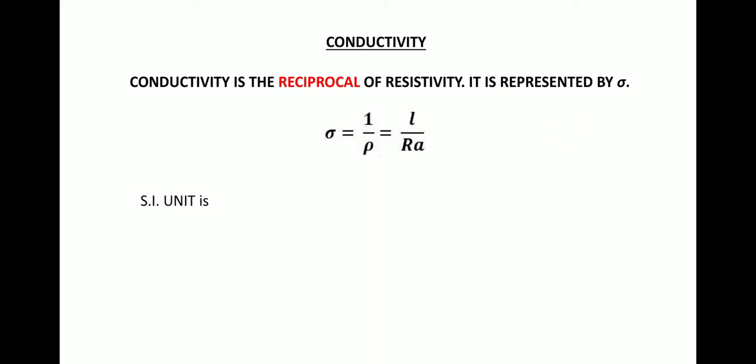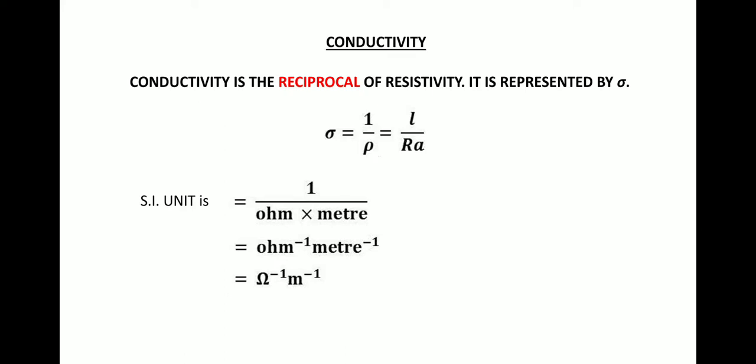Thus the SI unit of conductivity will be 1 by ohm meter, that is ohm inverse meter inverse. Now this ohm inverse is written as Siemens and meter inverse is per meter. So it is Siemens per meter, the unit of conductivity.